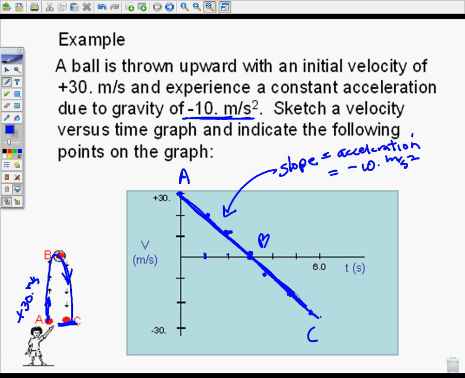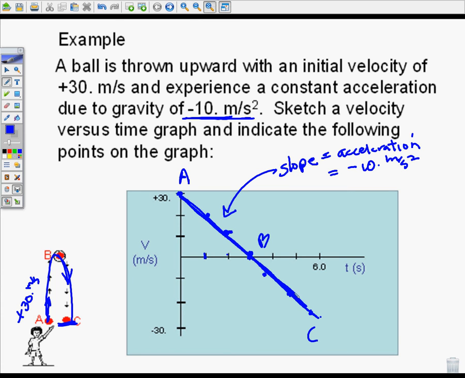Liz? Answer? Oh, negative 10. Negative 10 meters per second squared. Were you going to say that, Nishan? Excellent. Even at the top point, when it's still for just a second, the acceleration is negative 10 meters per second squared.